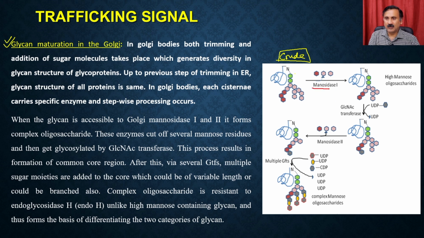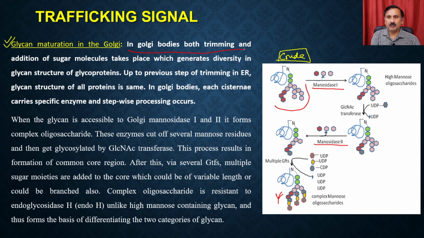So you can have the mannosidase, you can have the mannosidase 2, and then you can also have the different types of processes through which this particular crude glycan assembly is going to be arranged and going to form a mature glycan assembly. So what are the things that are going to happen?